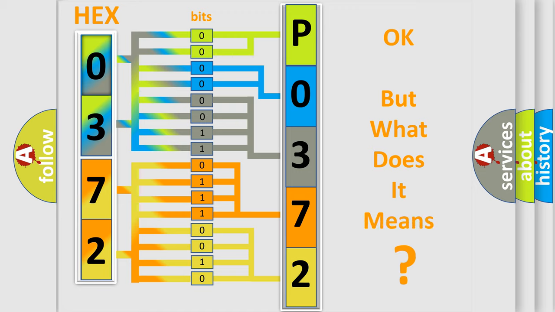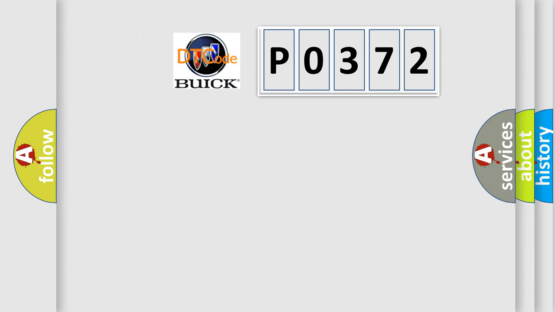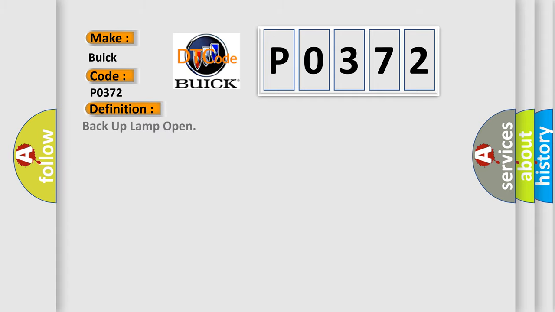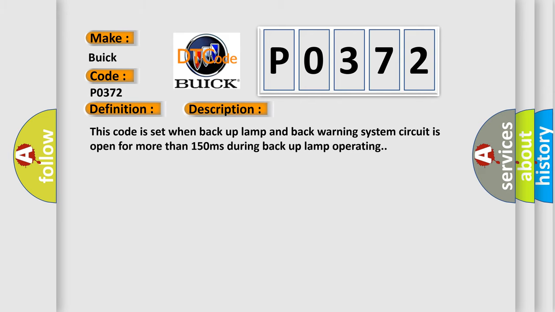The number itself does not make sense to us if we cannot assign information to what it actually expresses. So, what does the diagnostic trouble code P0372 interpret specifically for Buick car manufacturers? The basic definition is backup lamp open. And now this is a short description of this DTC code.